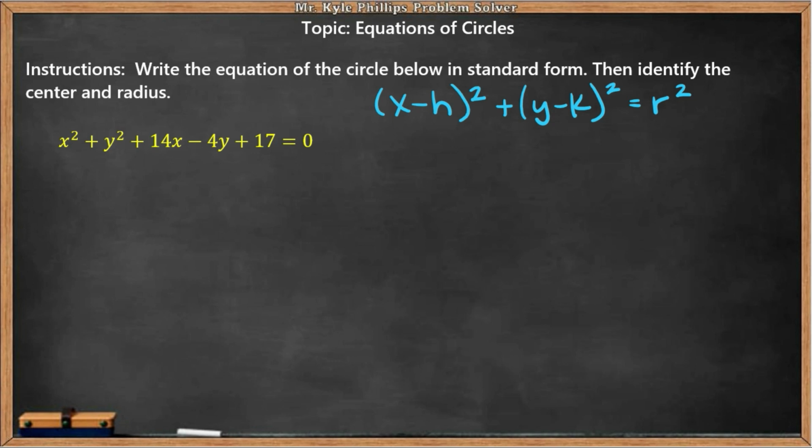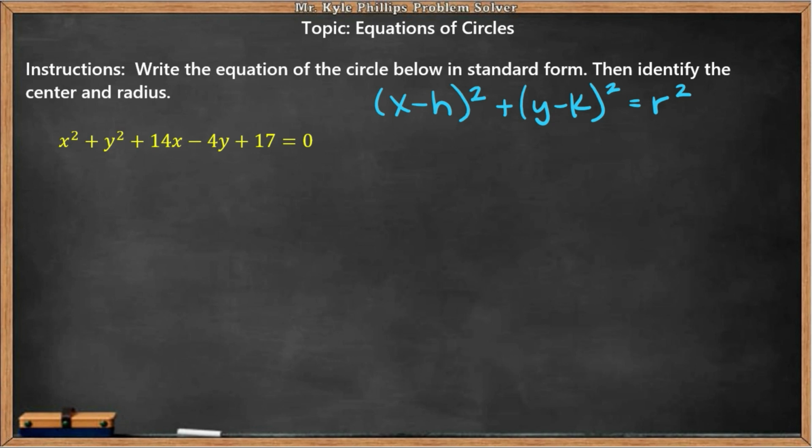Now, the reason we really like standard form is because h and k tell us the center of the circle, and then we know from the center how far to go out to actually draw our circle. It's really difficult to determine the center and the radius when the equation is in general form. So the purpose of this video is to go from general to standard.